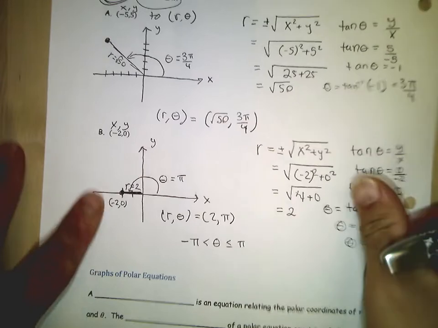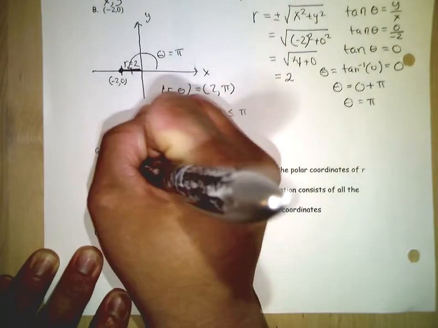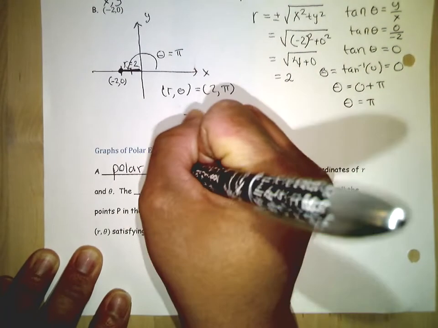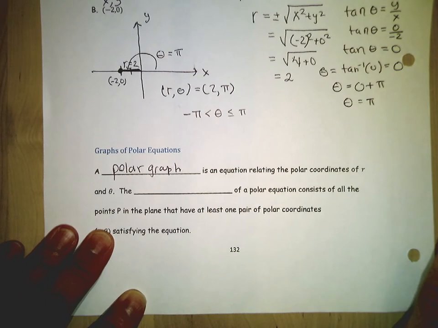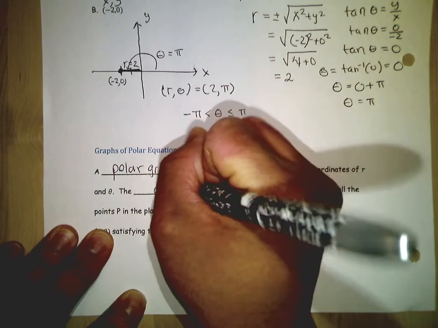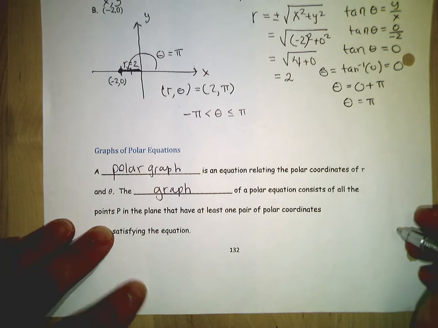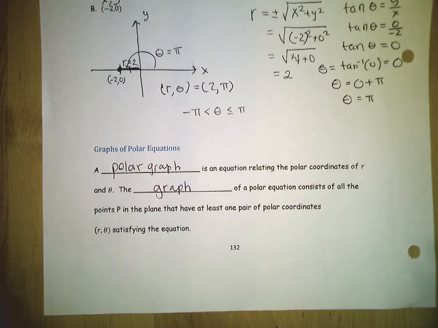All right, so now on to the graphs of polar equations. So a polar graph is an equation relating the polar coordinates of r and theta, and the graph of a polar equation consists of all the points P in the plane that have at least one pair of polar coordinates r, theta satisfying the equation. So there's another note on the next page.